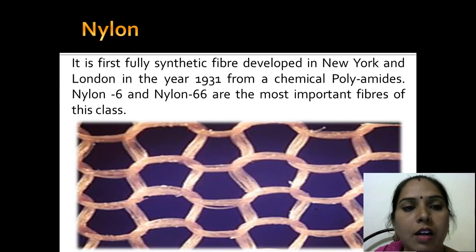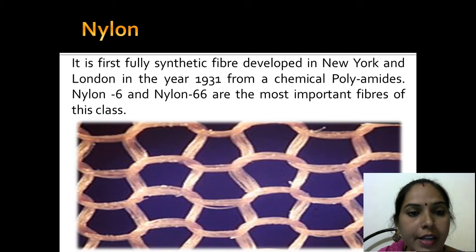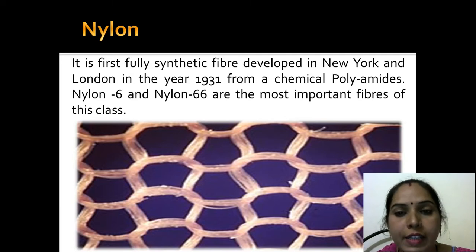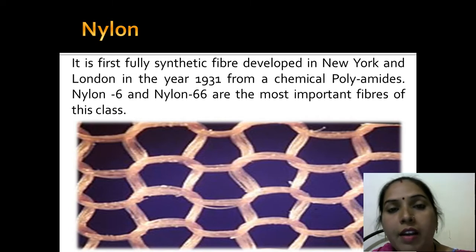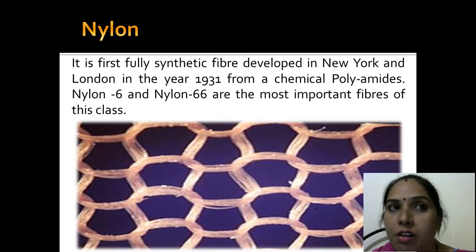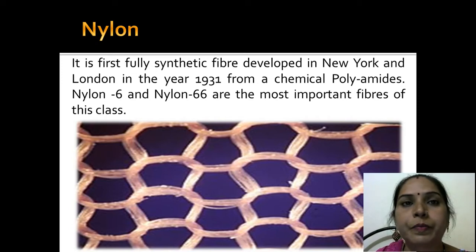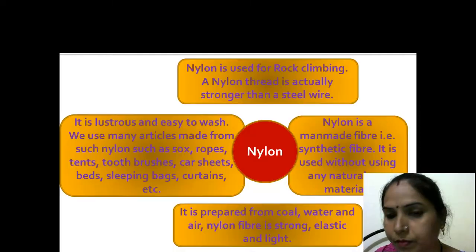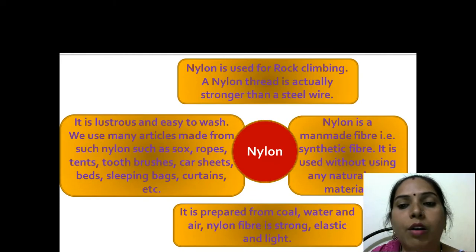The next type is nylon. It is the first fully synthetic fiber, developed in New York and London in the year 1931 from a chemical called polyamides. Nylon 6 and nylon 6,6 are the most important fibers of this class. So exactly what is nylon? Nylon is also used for rock climbing. A nylon thread is actually stronger than a steel wire.